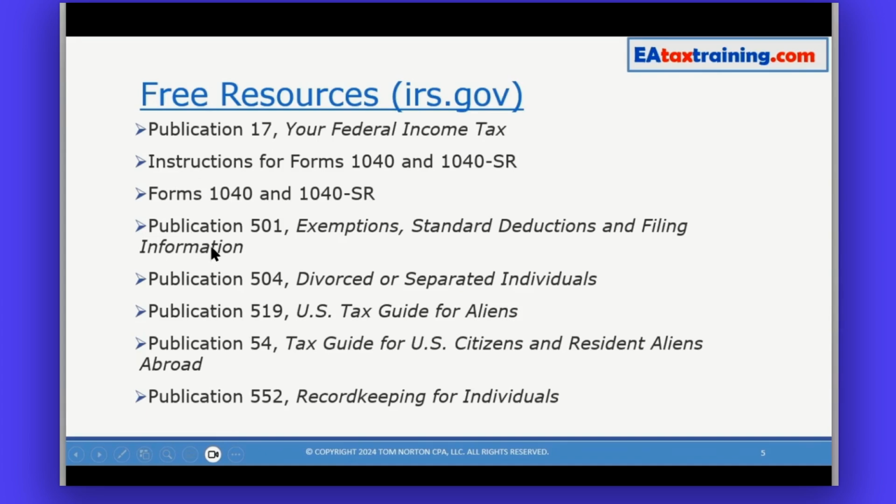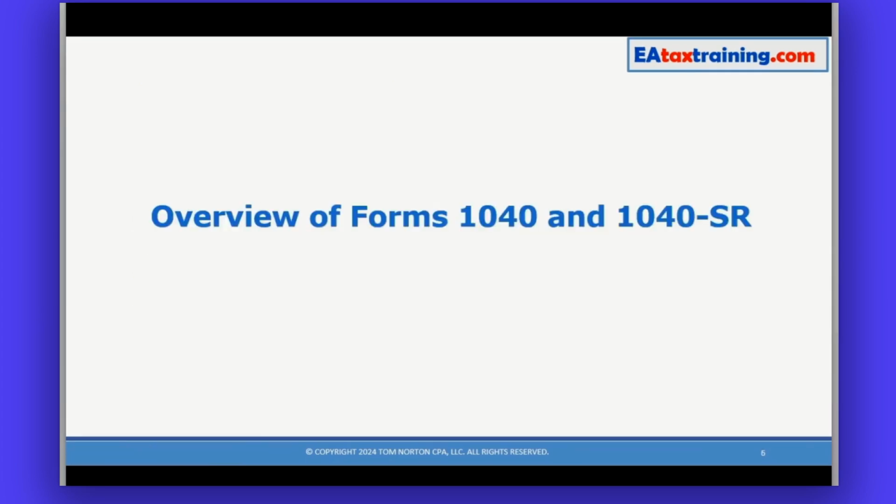Here's a secret about the enrolled agent exam. It is that most of the questions come from IRS forms and publications. That's where they get the material for asking the questions. And so you definitely want to get those and study those.